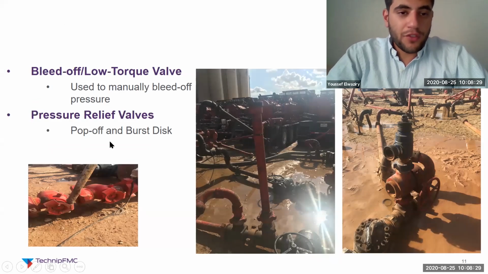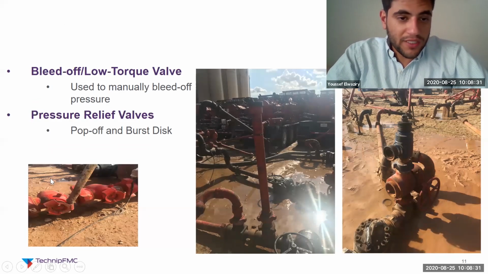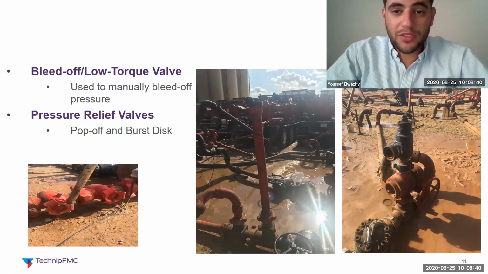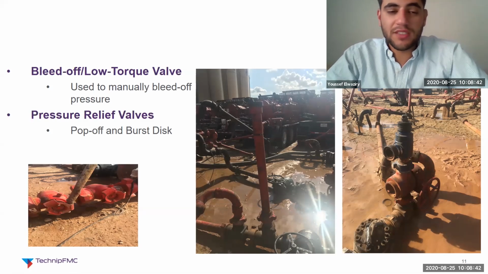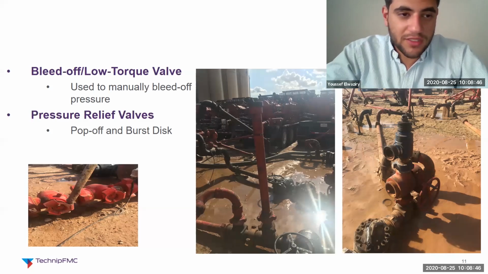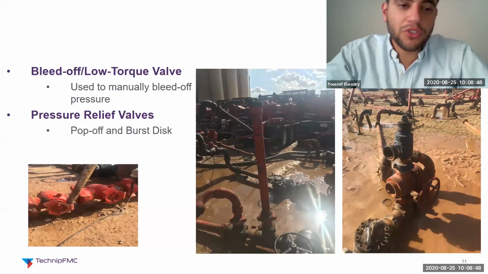There's also bleed off or low torque valves, which are these small valves, and they're used to bleed off the pressure. So let's say we have a lot of pressure and we want to decrease the pressure to 0. You just open these low torque valves and the pressure gets released somewhere, usually somewhere controlled.